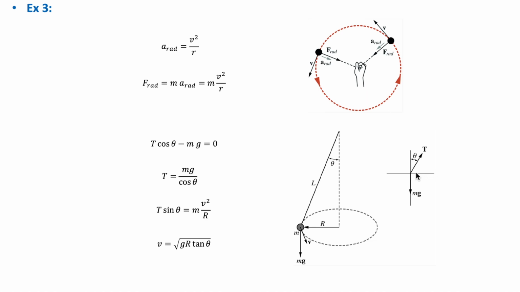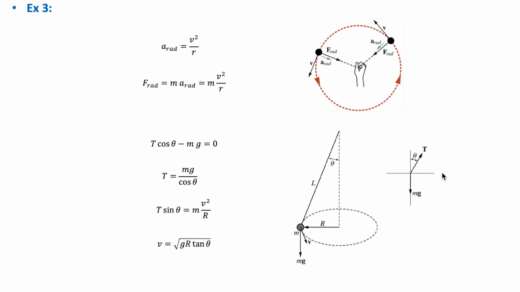So the horizontal component of the tension force is what supplies the centripetal force to keep the mass in its circular path, okay? And the vertical component of the tension is what balances the weight of the mass. And so if we apply Newton's second law in each of the x and y directions, so we have along the y direction T cosine theta minus mg is equal to 0 because there is no acceleration in that direction.